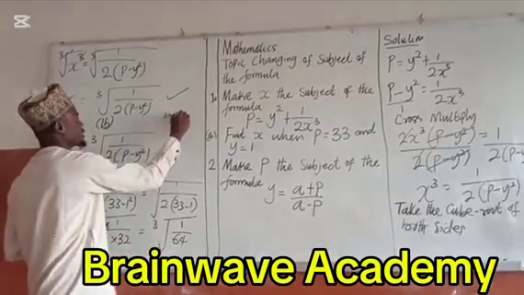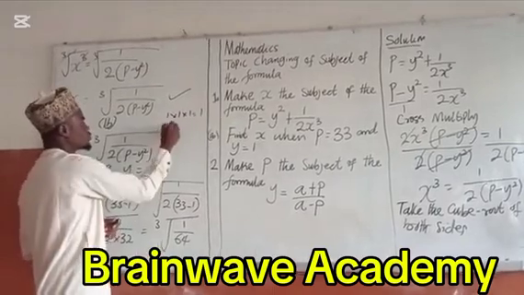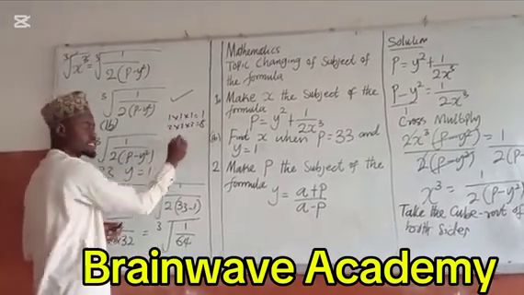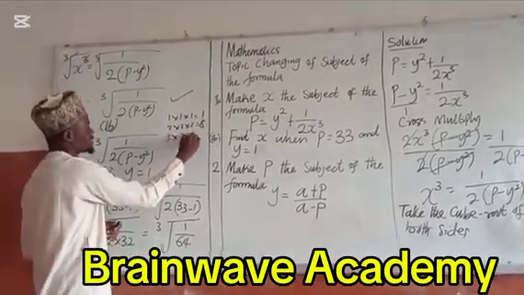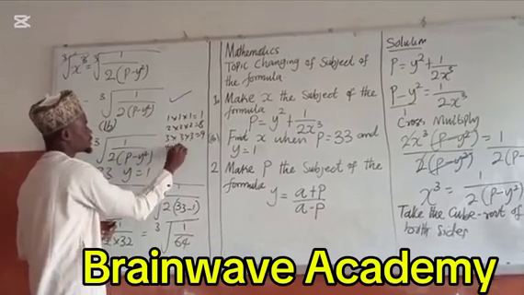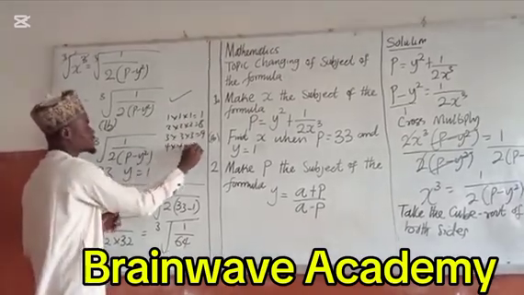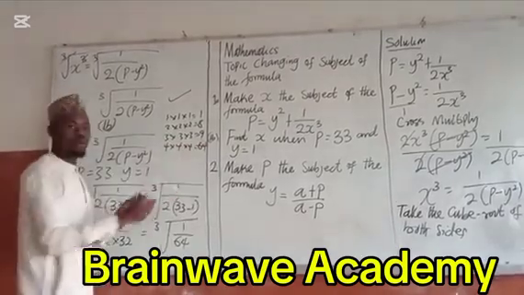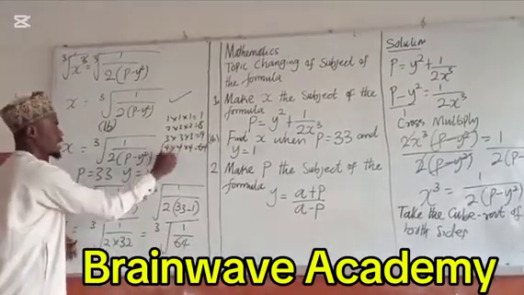1 times 1 times 1 is equal to 1. Then 2 times 2 times 2 is equal to 8. Then 3 times 3 times 3 is equal to 27. Then 4 times 4 is 16. Then times 4, 16 times 4 is what? 64. Which means that the cube root of 64 is 4.